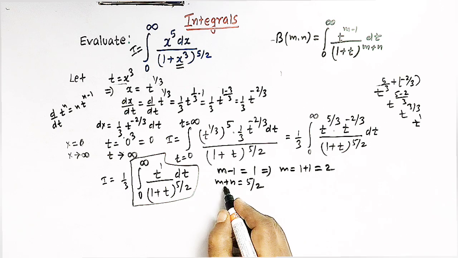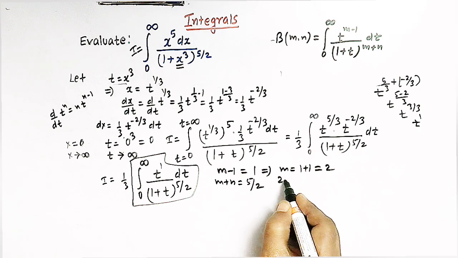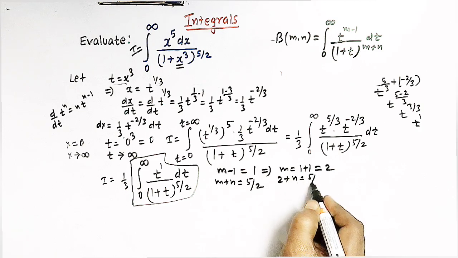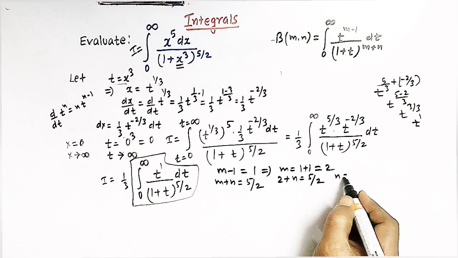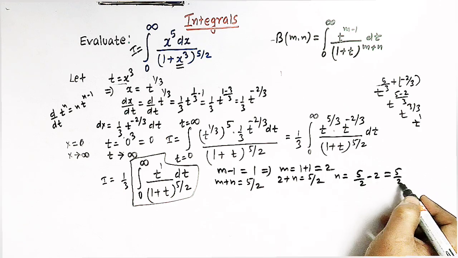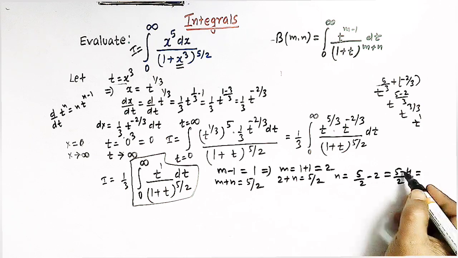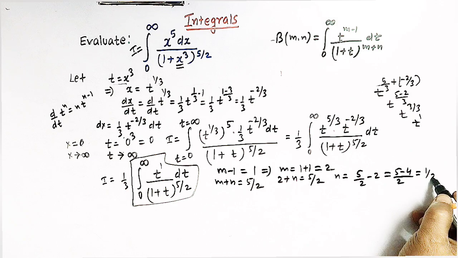So we have 2, and then taking m is equal to 2 in this equation, we have 2 plus n is equal to 5 over 2. So n is 5 over 2 minus 2, that is 5 over 2 minus 4 over 2, and 5 minus 4 is 1. So we have 1 over 2.